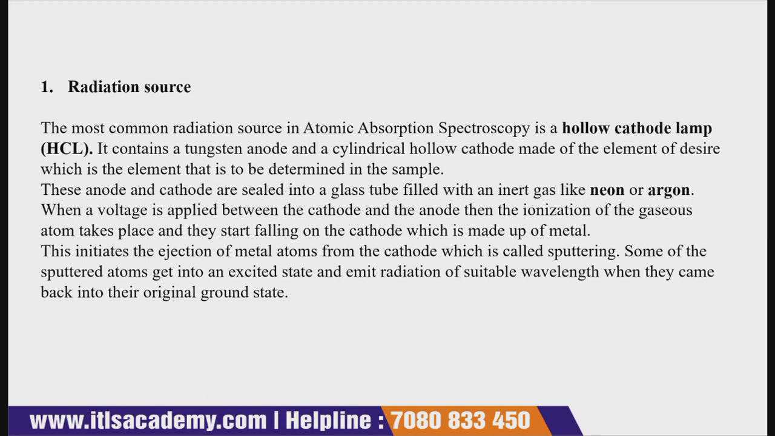After the ionization of the gaseous atoms takes place, they start falling on the cathode, which is made up of the metal, of your desired choice, as I have already told you. This initiates the ejection of metal atoms from the cathode, which is known as sputtering. Some of the sputtered atoms get into the excited state, and they emit radiation of suitable wavelength when they come back into their original ground state.